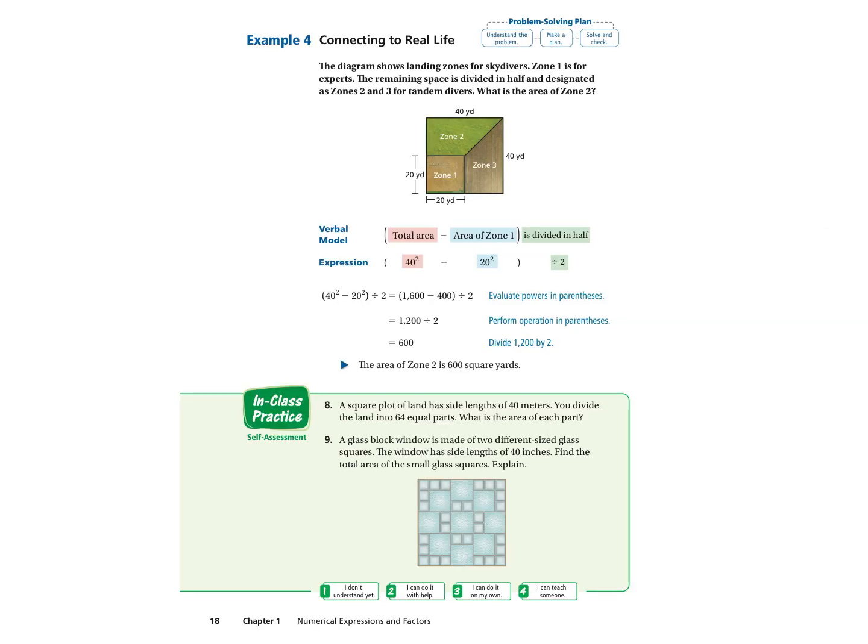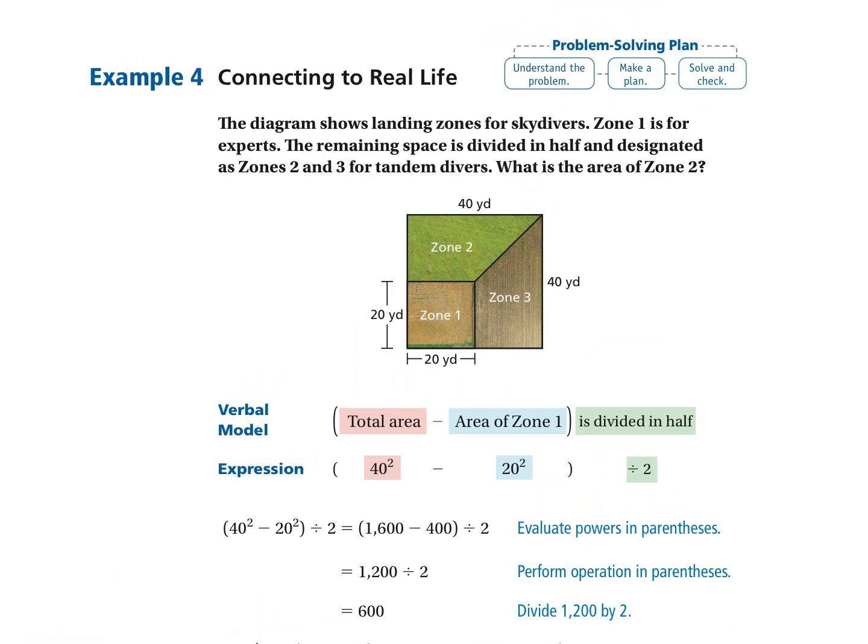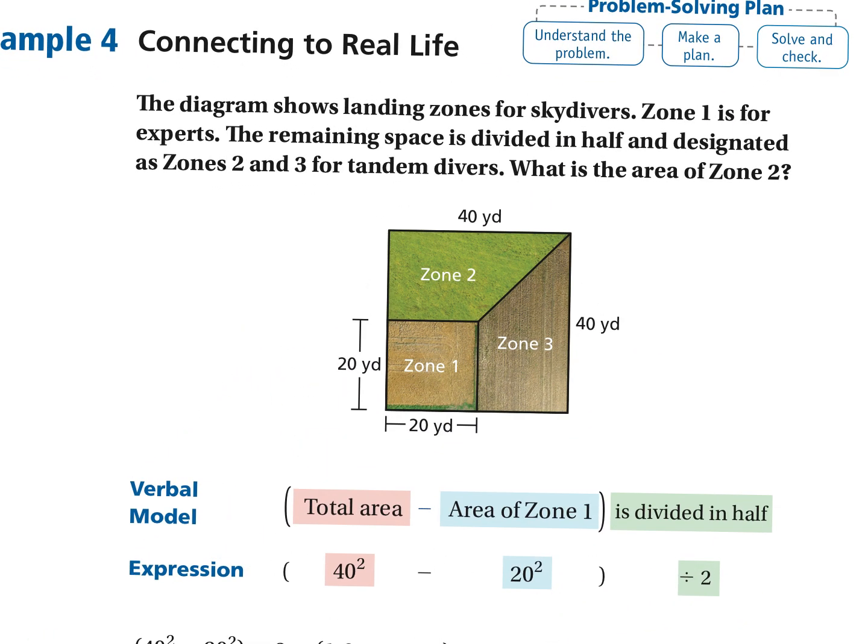All right. So we are looking at this page next, and it says connecting to real life. So how do order of operations connect to real life? Okay, I have a diagram. It's showing the landing zones for skydivers. Zone 1 is for experts, which is little. Okay, that little bottom left section is for experts. The remaining space is divided in half and designated as Zone 2 and 3 for tandem divers.